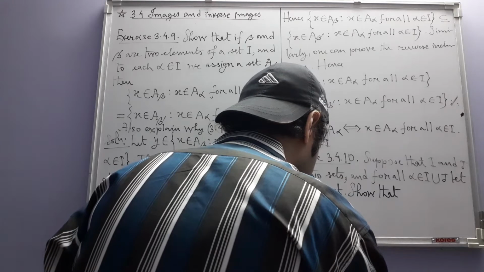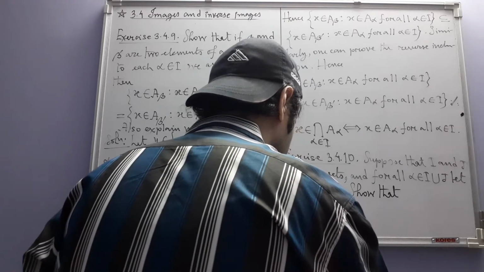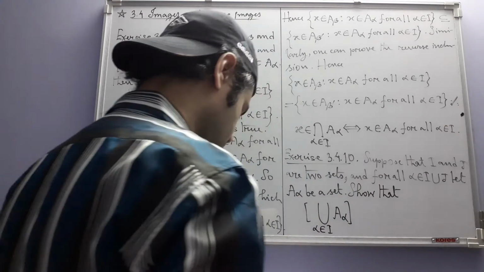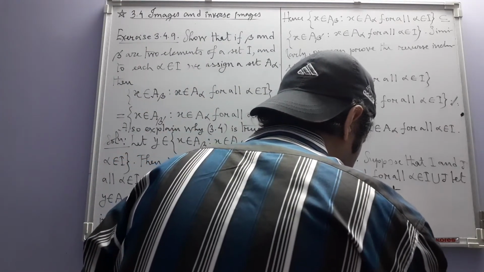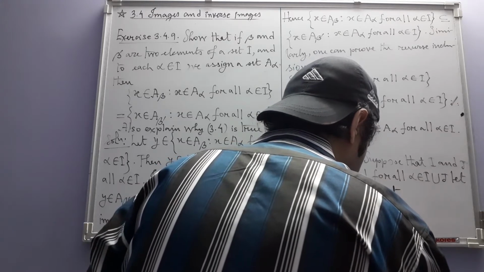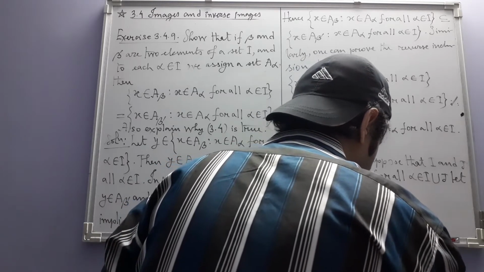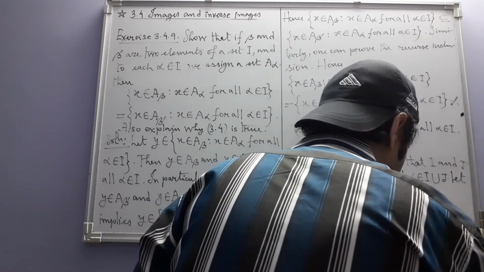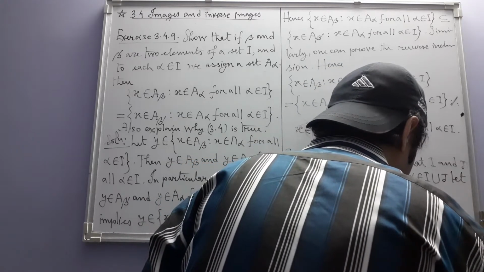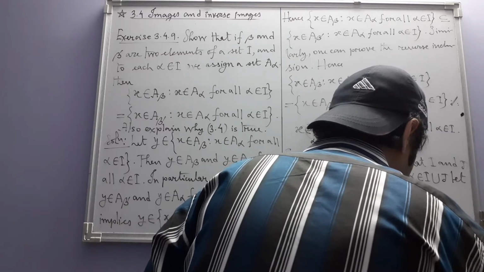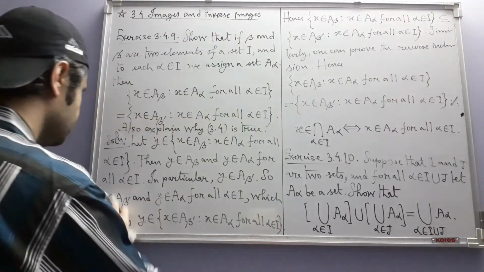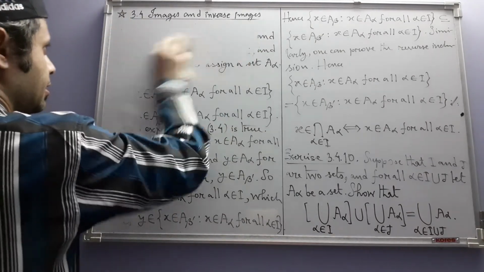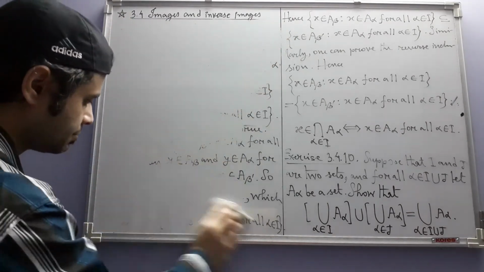Union of A alpha, alpha belonging to I, union A alpha, alpha belonging to J, is equal to union of A alpha, alpha belonging to I union J. We have to show this. Union of two arbitrary unions is again an arbitrary union of that form.